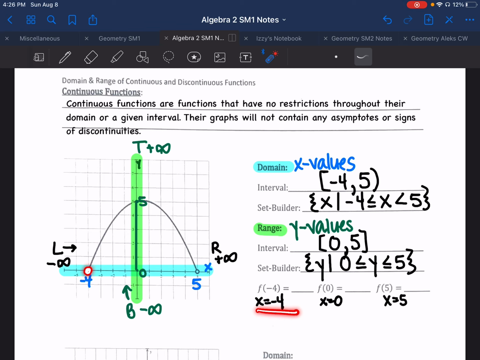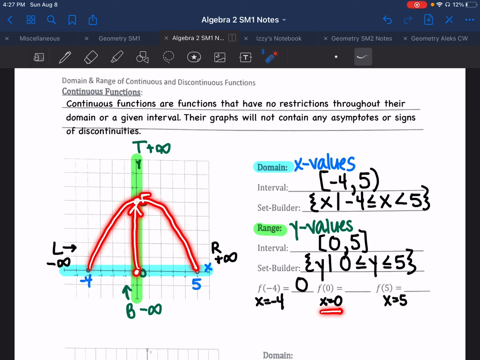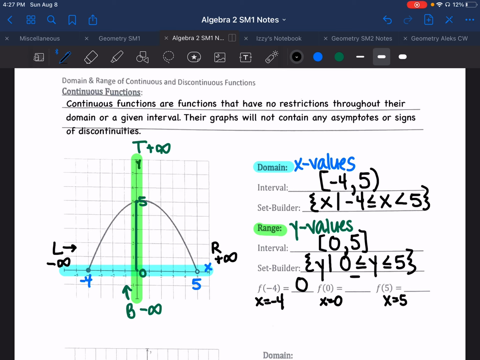What is the y value? We'll just pull it on over here, 0. That's our answer. Let's try that again. X is 0. Find the graph. Well, the graph would be up here at, I kind of covered it up, 5. So 5 would be my answer.